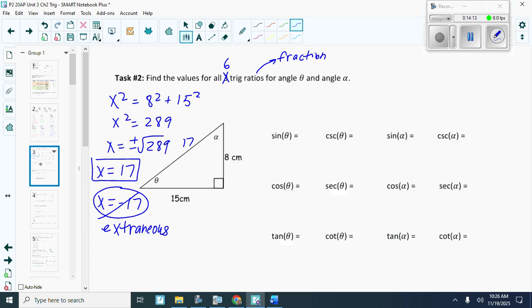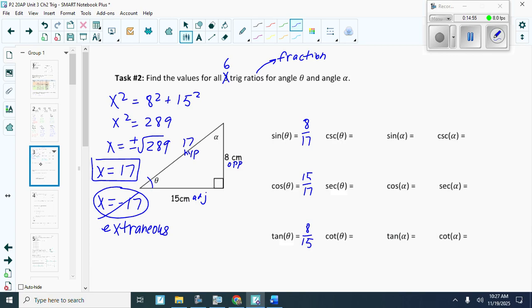So once you have your hypotenuse, just pay attention, we have a theta and we have an alpha. So for theta, this is going to be my opposite, and my hypotenuse. And when you do alpha, you're looking at a different angle, so your opposite and your adjacent are going to be changing. So we should be seeing opposite 8 over 17, adjacent 15 over 17, and you're just double checking to see if these can be reduced at all. Okay, so we're good with those.